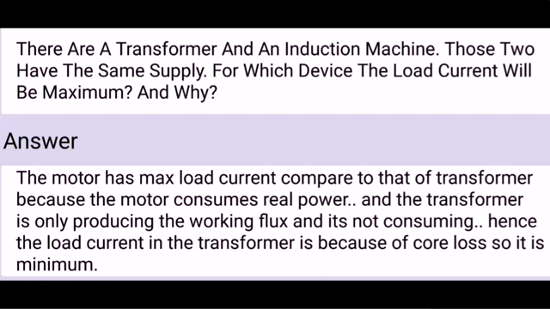There are a transformer and an induction machine. Those two have the same supply. For which device will the load current be maximum, and why? The motor has max load current compared to that of the transformer because the motor consumes real power, and the transformer is only producing the working flux and it's not consuming. Hence the load current in the transformer is only because of core loss, so it is minimum.